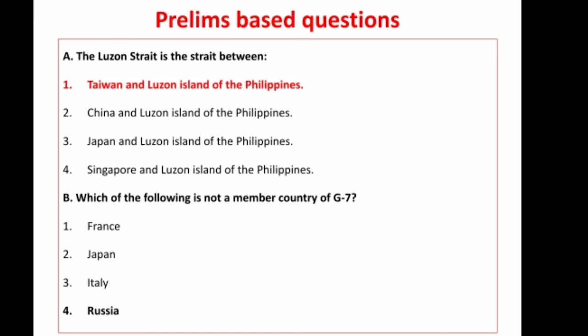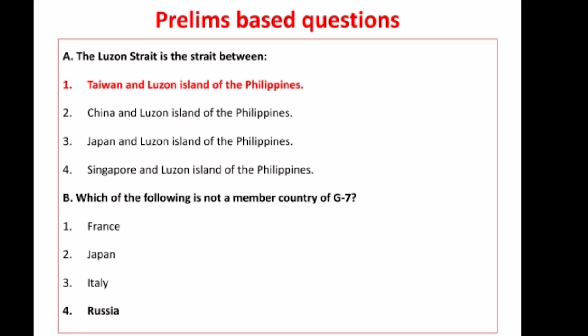And finally, let us take up today's prelims based questions. We have discussed these two questions indirectly, so directly we are going to take these questions. The Luzon Strait is the strait between Taiwan and Luzon Island of the Philippines. It is an obvious answer. I have discussed it earlier, so it is also marked red.